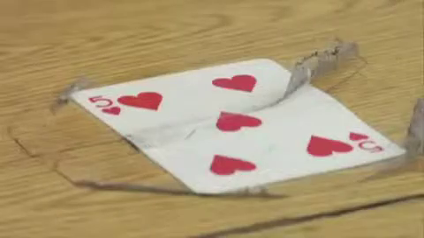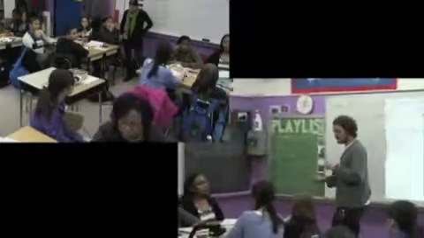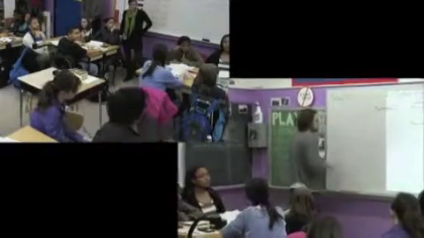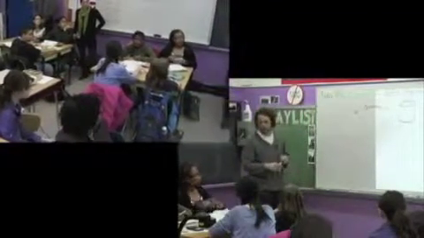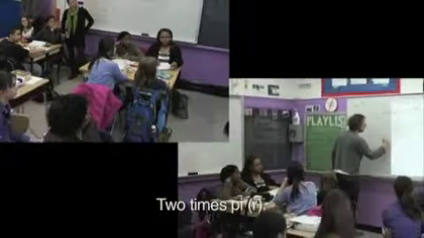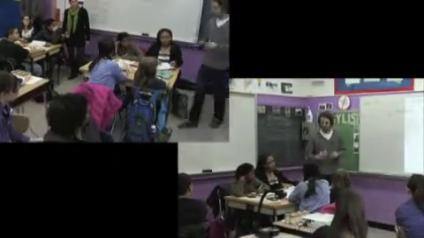Two of those expressions measure the exact same thing. Which 2 are they? 9 of clubs. Pi times diameter. So you're saying pi times diameter and what? And 2 times 2 pi r. Okay, good. You are correct. You've identified the 2. Now let's talk about why.